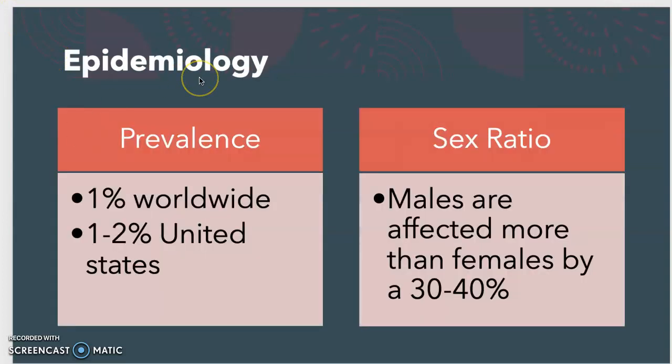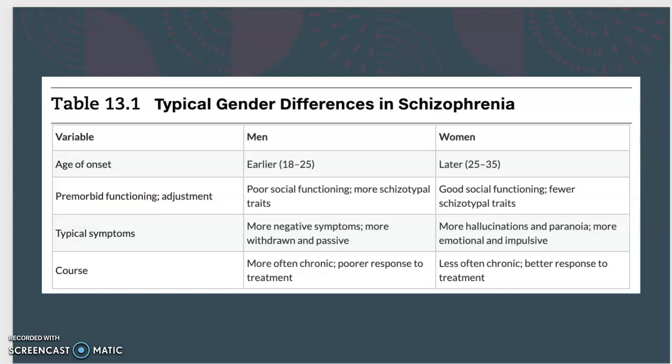So, the epidemiology of it all. The prevalence is 1% worldwide and 1 to 2% in the United States. And the sex ratio is that males are more affected by 30 to 40% than their female counterparts. This is a little graph I've included. It's the typical gender differences in schizophrenia.